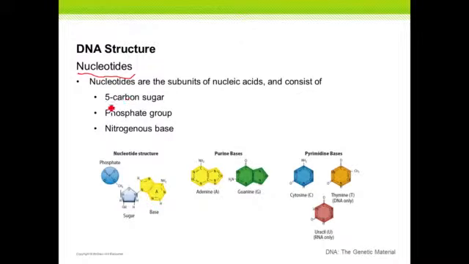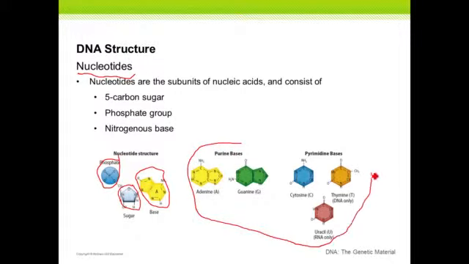And they basically have a 5-carbon sugar, that's this thing right here. They have a phosphate group, well, that's this thing right here. And they have a nitrogenous base, and that's this thing right here. And every single DNA molecule has each of these 3 parts. Now, the only thing that changes from DNA molecule to DNA molecule are the bases. There's adenine, guanine, cytosine, and thymine.